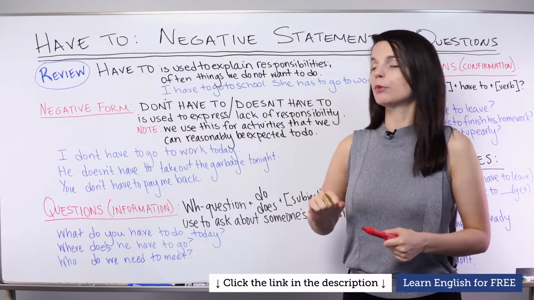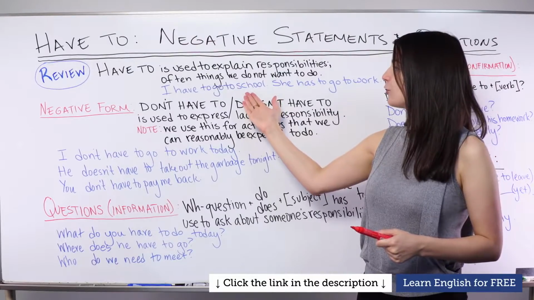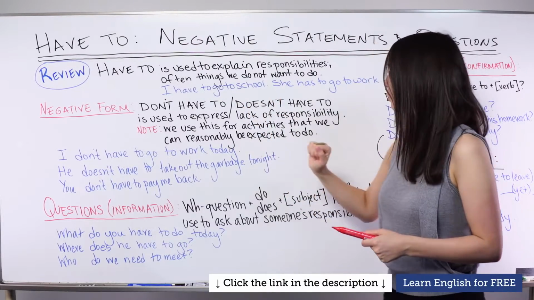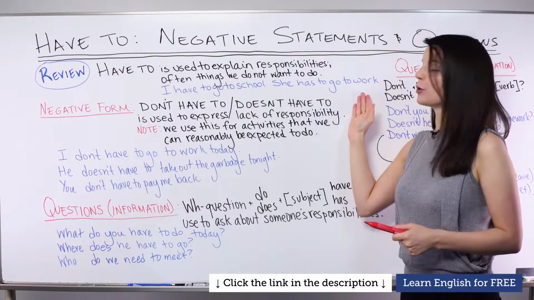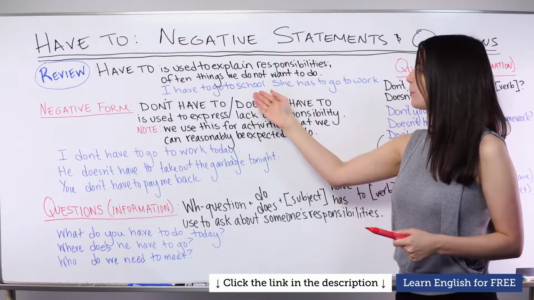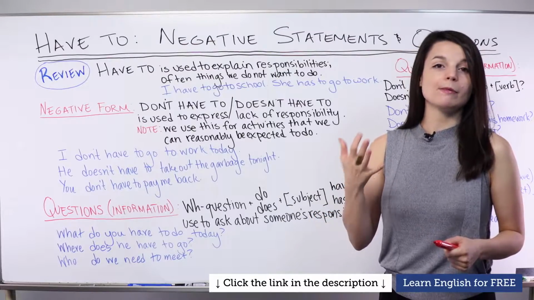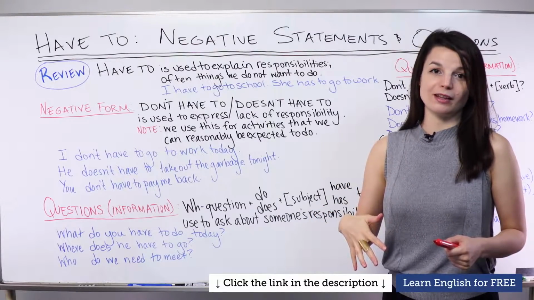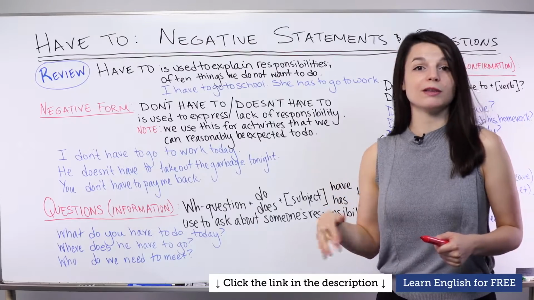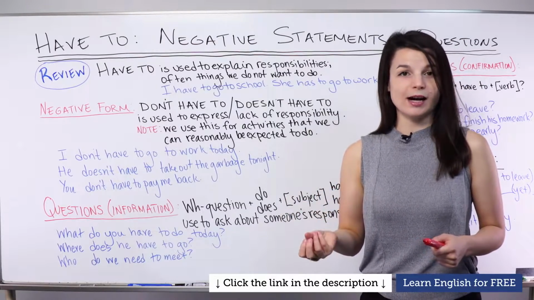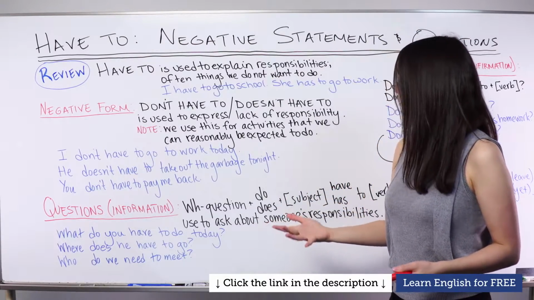Let's look at some examples. First, I have to go to school. Or, she has to go to work. These are examples of things that are our responsibility to do, but maybe we don't want to do that thing, or we're not interested in doing that thing at a specific time or on a certain day.